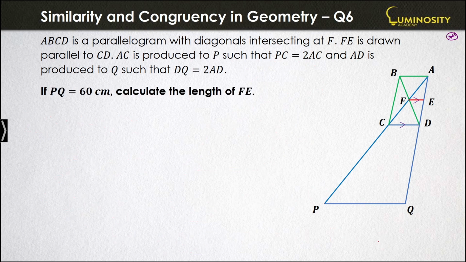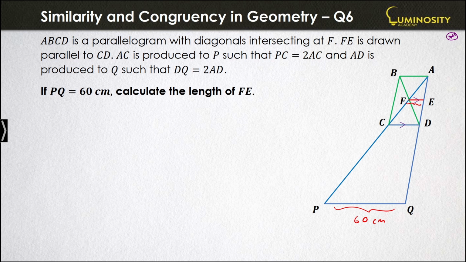Lastly, they tell us if this length PQ is 60 centimeters long, calculate the length of FE. Okay, so how are we going to do that? Well, we can use some sort of proportionality to work with sides. So we need two triangles that are similar to each other. Have we proven any two triangles that are similar? Not yet. So we need to look for triangles that are going to be similar to each other, and then we can use the proportionality of the sides.